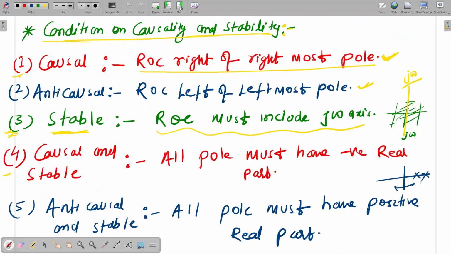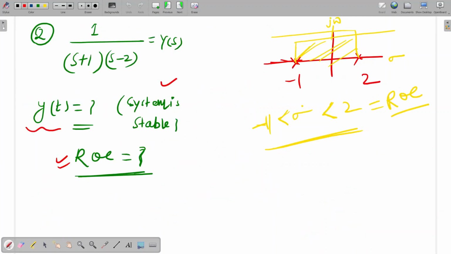Now the rule is, if our system is stable, the total ROC must include the j omega axis. Here one pole is on the right hand side and one pole is on the left hand side: it is -1 and here it is 2. To make it stable, the ROC should include the j omega axis. Is it clear? So that's why the ROC is sigma greater than -1 and less than 2. According to this, we can calculate the final y of t.